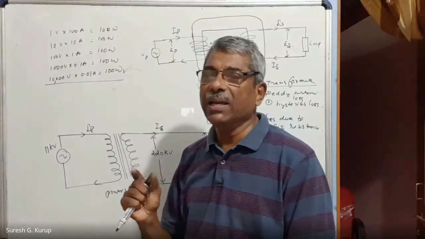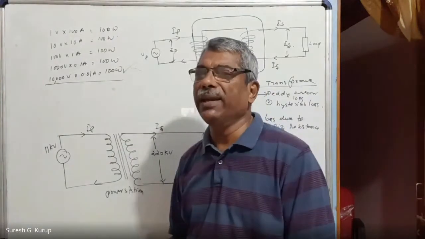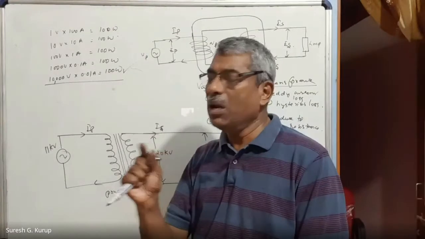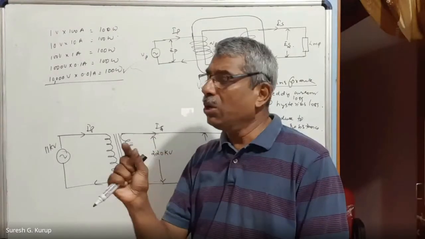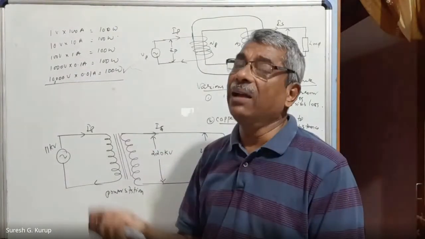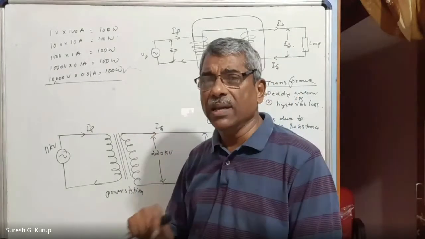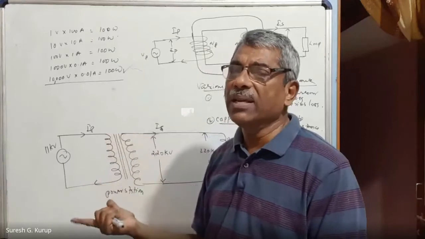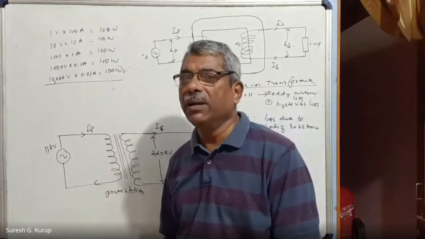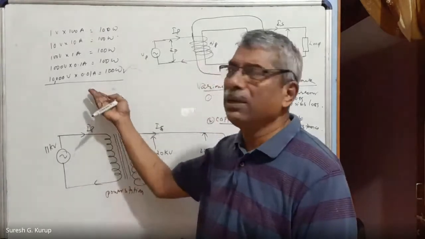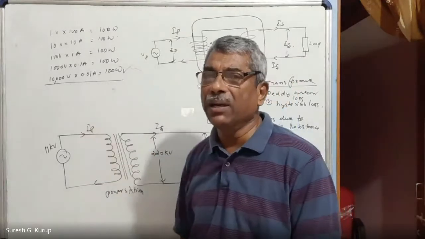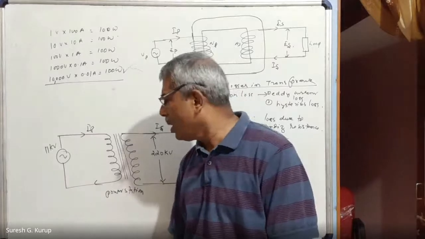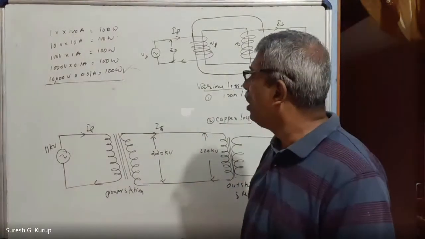Why is that? Because the domestic line wires carry more current and less voltage. When voltage is less, current is increasing. When voltage is more, current is decreasing. This is the theory of transmission and distribution of current with the help of transformers. So transformers work on the principle of what?